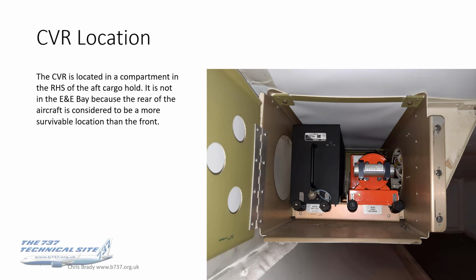But lack of space in the E&E bay is not the reason the CVR is here. It's there because it's considered to be a more survivable location than the E&E bay. It kind of stands to reason that the rear of the aircraft is less likely to get significant impact damage than the front of the aircraft.